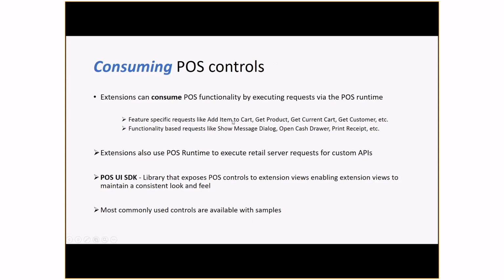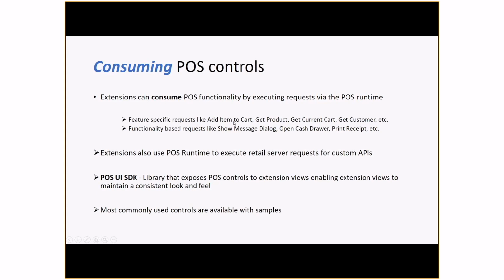We expose, for example, all our operations. Currently not all the operations are exposed, but we are adding more extension points. Currently there are a lot of different APIs available for you to consume. For example, add item to cart, get product, get the cart information, get customer. I will later cover what all the different APIs available. This is just to give you an example. So you can consume this.